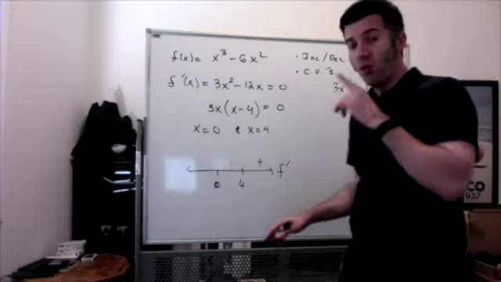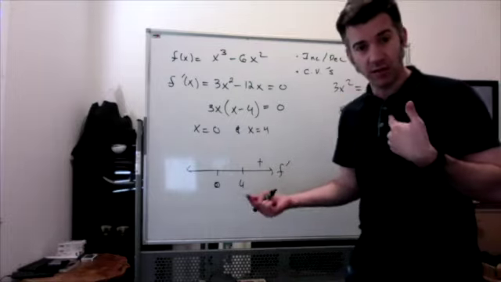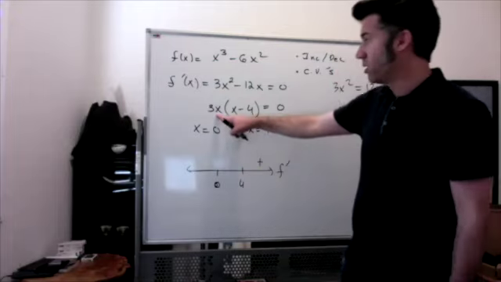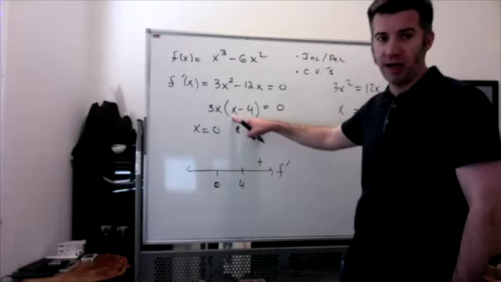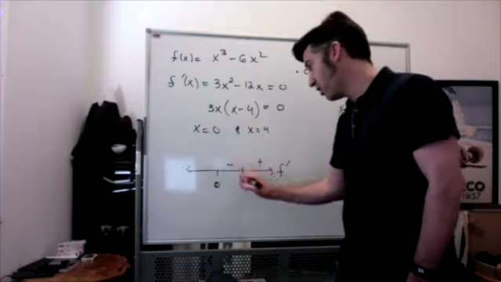So then one option would be to continue doing this, right? Check x equal to 2. 3 times 2 is positive. 2 minus 4 is negative. A positive times negative is negative.